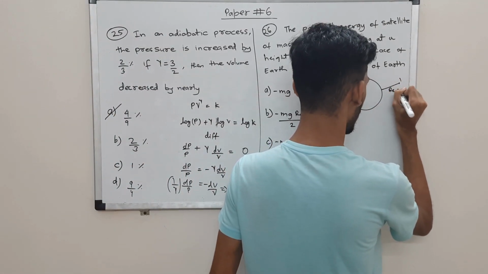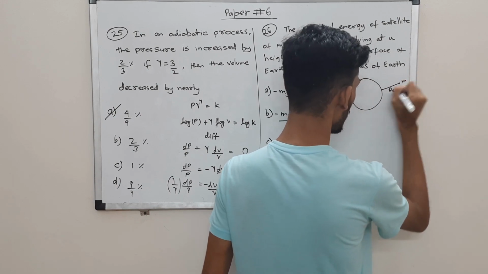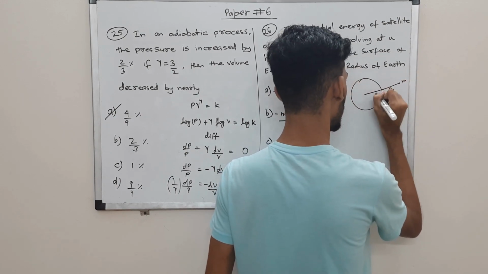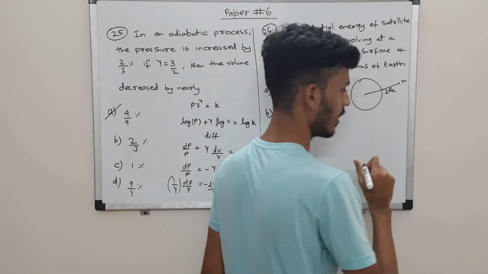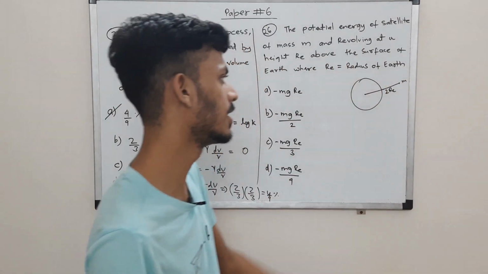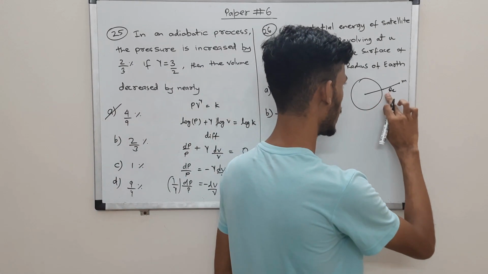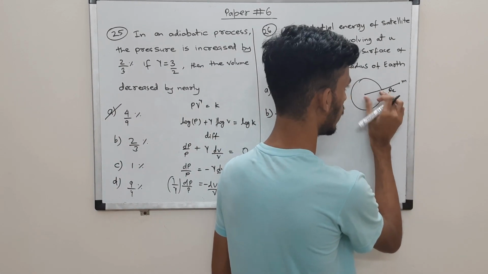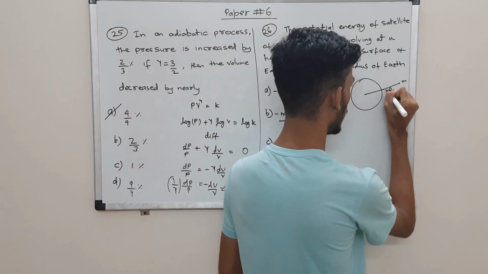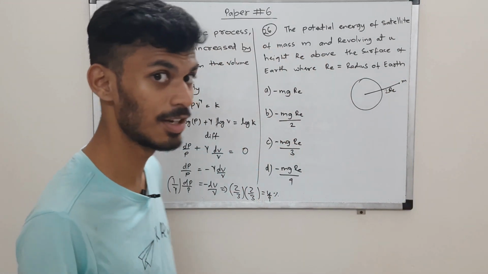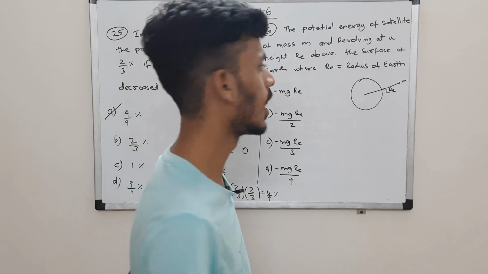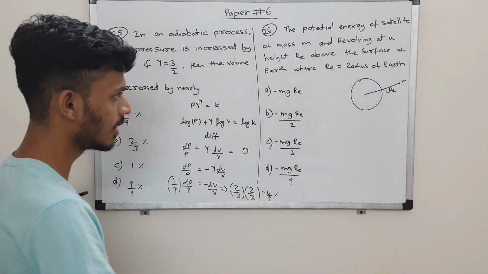Okay, so here we have Re. If you see the distance from the center, it will be 2 times Re, that is Re plus Re, where Re is the radius of the Earth. So the height from Earth is Re, and this is also Re from the surface. So the total distance of the satellite from the center of the Earth is 2 times Re. You are supposed to tell its potential energy.